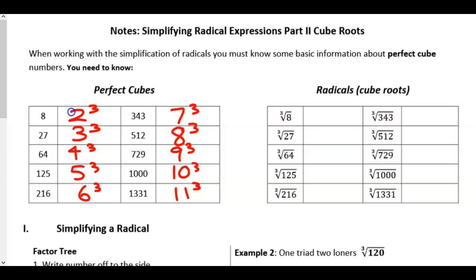So the cube root of 8, what times what times what is 8? 2. Okay? And then the cube root of 27 is 3, right? 3 times 3 times 3 is 27, and so forth, right?